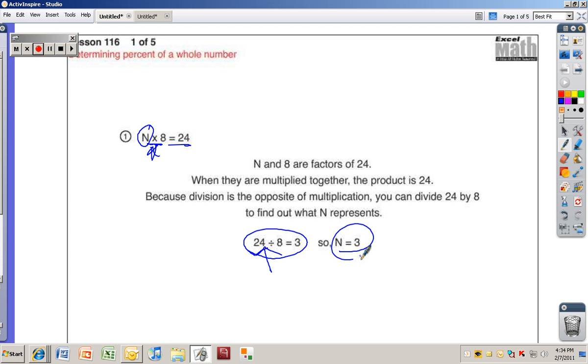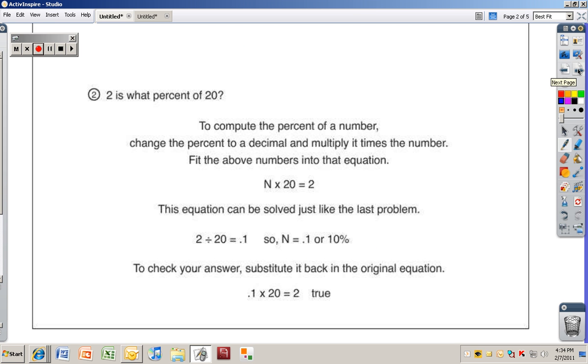They're getting you set up to learn how to find a percent. Here we go. 2 is what percent of 20? To compute the percent of a number, change the percent to a decimal and multiply it times the number. Fit the above numbers into that equation. So we have some percent times 20 equals 2. Because that's what you've been doing.